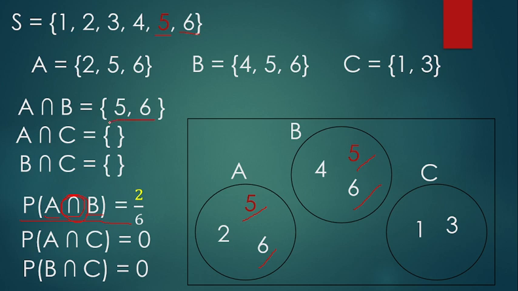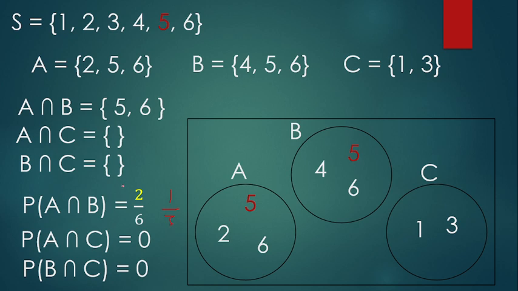So how many elements are there in the intersection of A and B? There are two elements, 5 and 6. So we have 2 out of 6. What is 6? That is our sample space. We got two elements out of 6 elements. So the probability of getting the intersection of A and B is 2 over 6, or in lowest terms, 1/3.